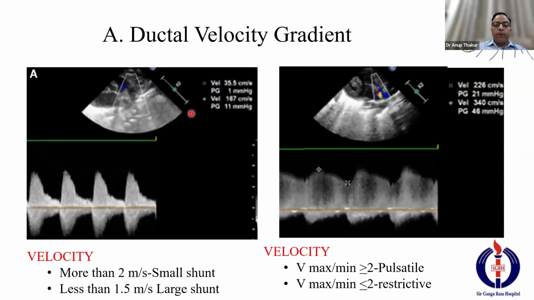Now, in Doppler, we also measure the velocities of the duct. So you see, this is the flow across the duct. This is the systolic velocity.